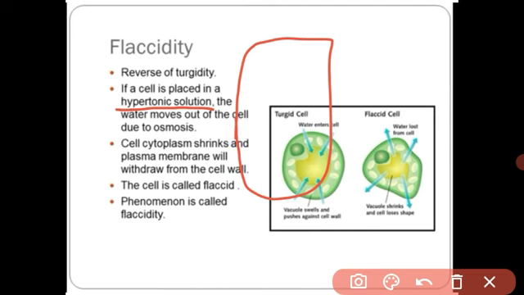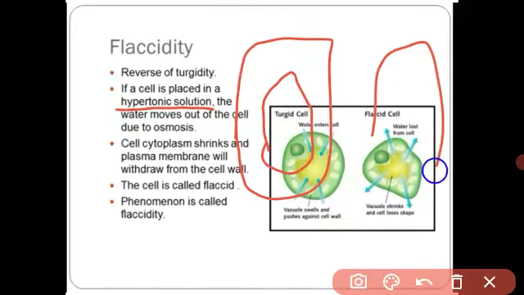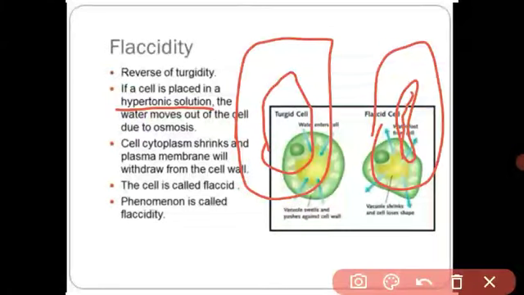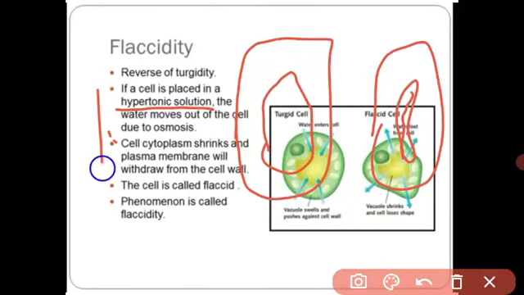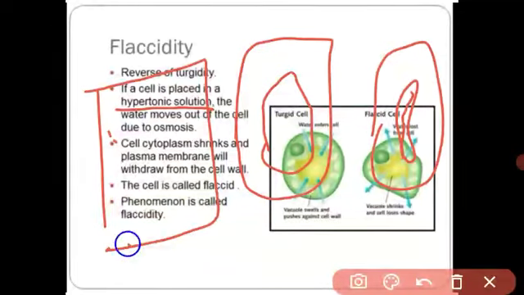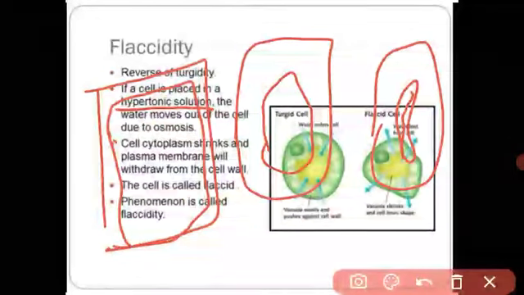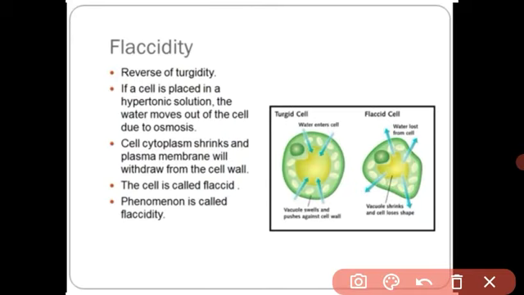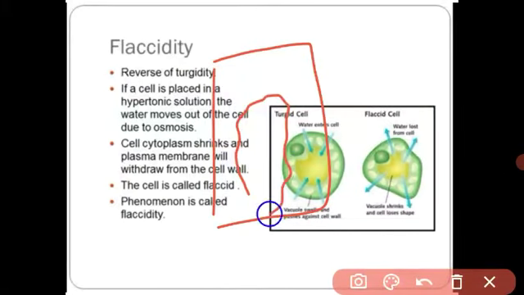This is the cell. It has a large vacuole. When the vacuole shrinks, the cytoplasm pulls away from the cell wall. See, this is the plant cell. This is the cell membrane. Whenever the cell shrinks, this cell membrane leaves the cell wall. Got it? And the cell membrane shrinks. This condition is called plasmolysis.